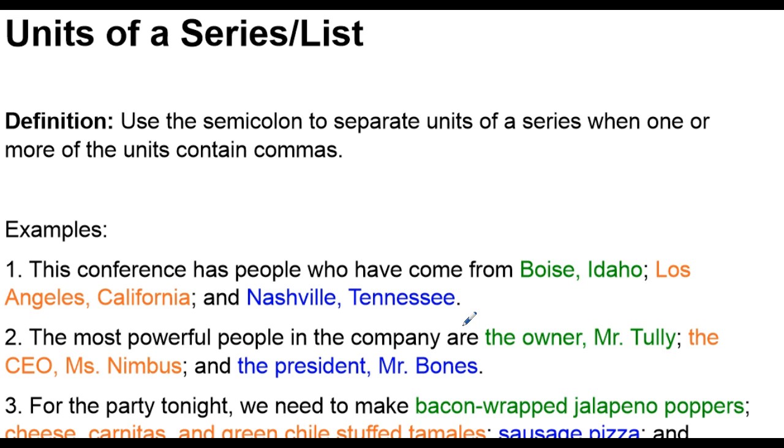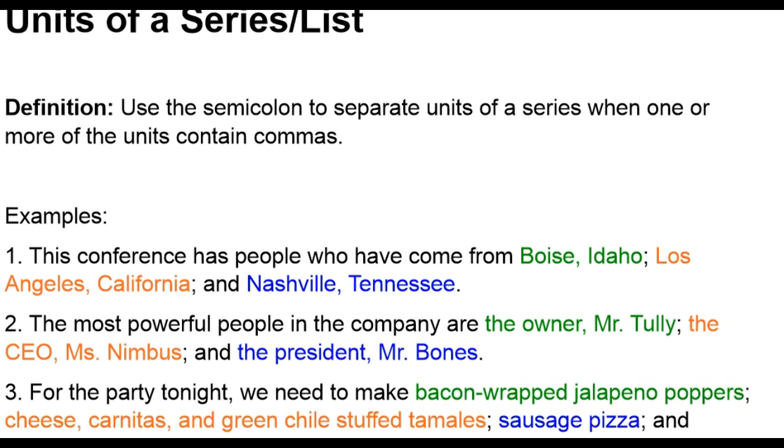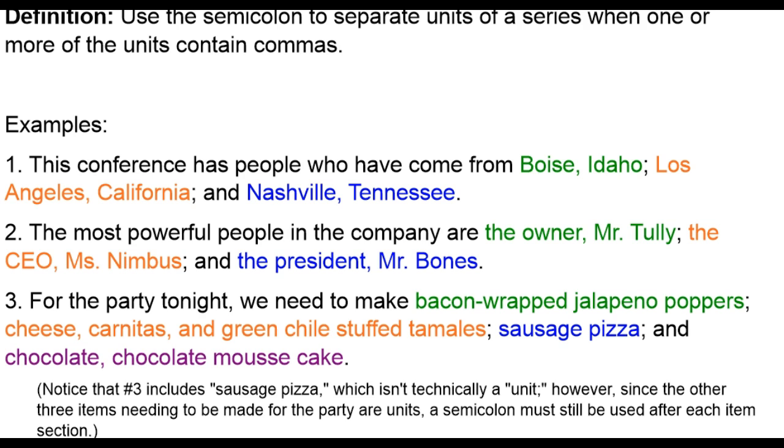And then take a look at number 3, and you'll notice it's a similar situation, except it's a little more challenging because some are segmented words and some are not. Some are considered to be units, some are not. I could technically put comma, comma, comma if I wanted to, but you'll notice bacon wrapped jalapeno poppers, that's all one section. Okay, it's all considered to be one thing.